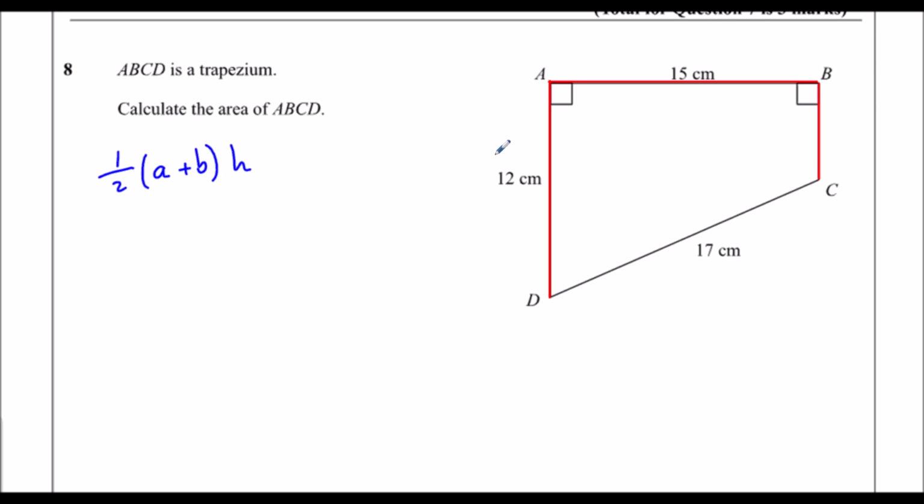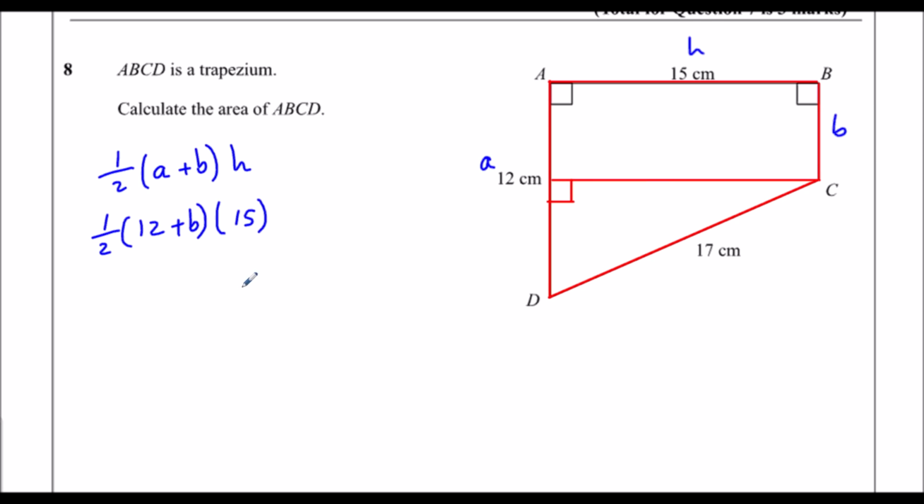So if these are A, B, and H, we know A and H, but we don't know B. So half of 12 plus B times 15. Now we need to work out this length so we can find the area of this trapezium. And we can do that by drawing a straight line here, and we make a right angled triangle. So we've got a right angled triangle here. It's a Pythagoras question.